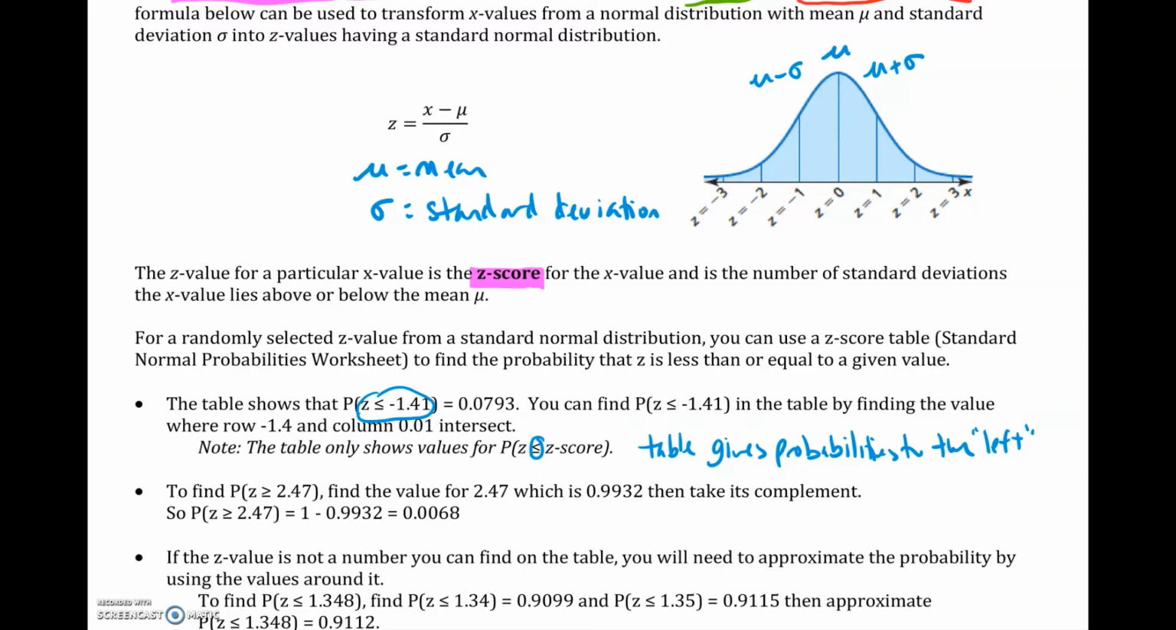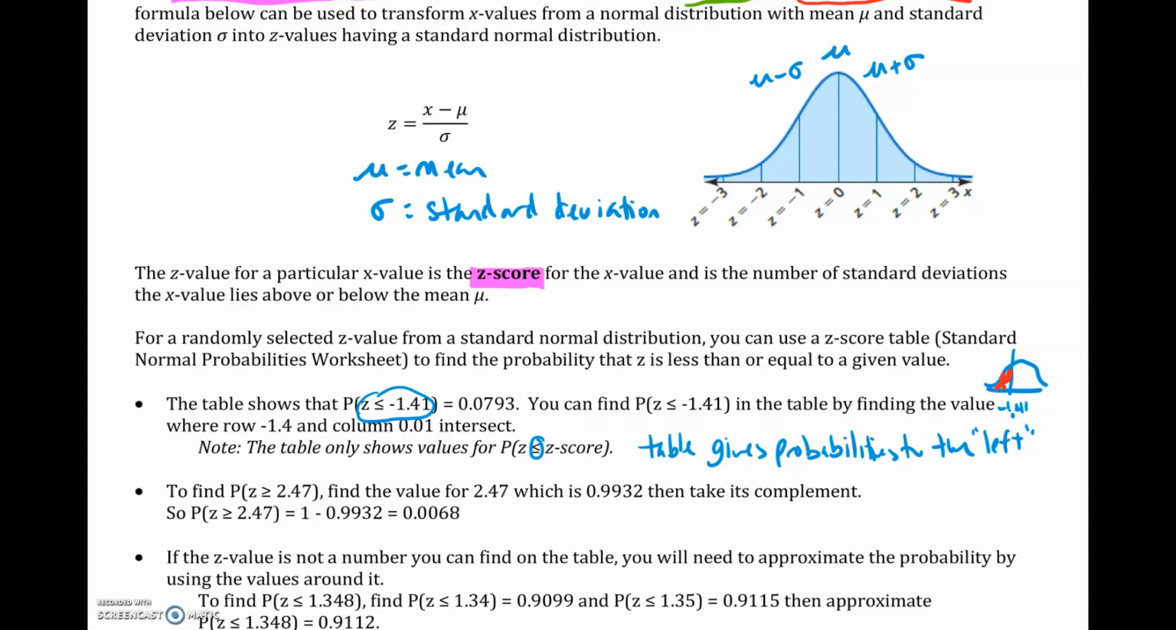All right. So what I mean by the probabilities to the left, if you're thinking about your bell curve here, if this is negative 1.41, going to the left is everything this way. So we can only go less than.